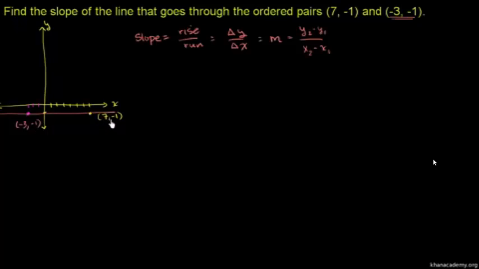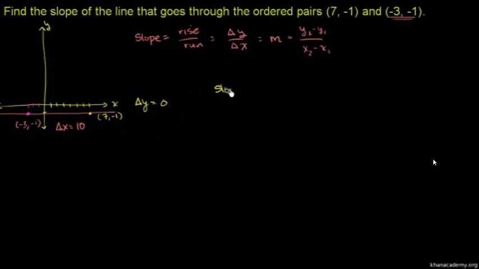If I go from negative 3, negative 1 to 7, negative 1, I'm running a good bit. My x value is negative 3 here, and it goes all the way to 7. So my change in x here is 10. To go from negative 3 to 7, I changed my x value by 10. But what's my change in y? Well, my y value here is negative 1, and my y value over here is still negative 1. So my change in y is 0. My y value does not change no matter how much I change my x value.